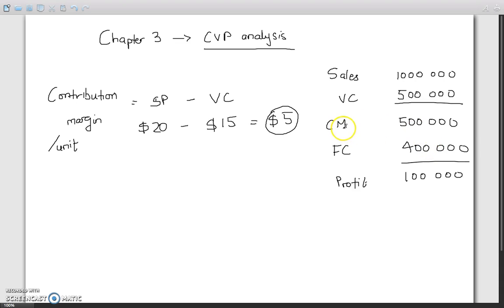So basically, again, contribution margin, I can quickly look at it and I can see if I am capable of paying off my fixed costs. All right, that's the main use of contribution margin.